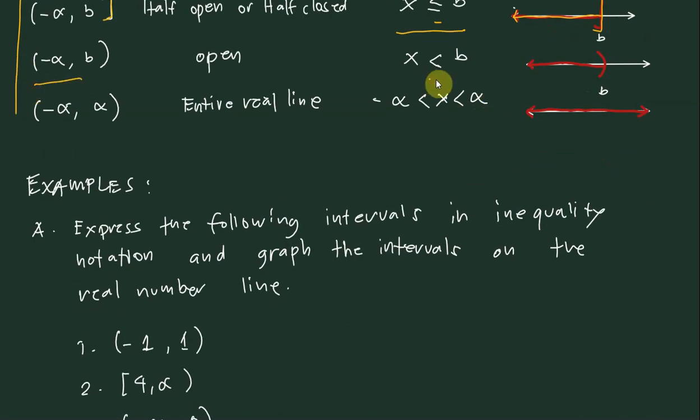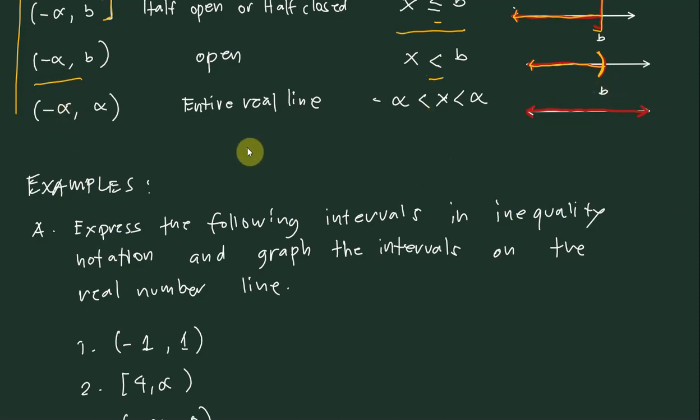Basically the same thing here. The only difference is this, like in the example above. It does not include b. So from b it goes to negative infinity, but it does not include b, right? So here x is lesser than b, so all of the values lesser than b up to negative infinity, not including b.